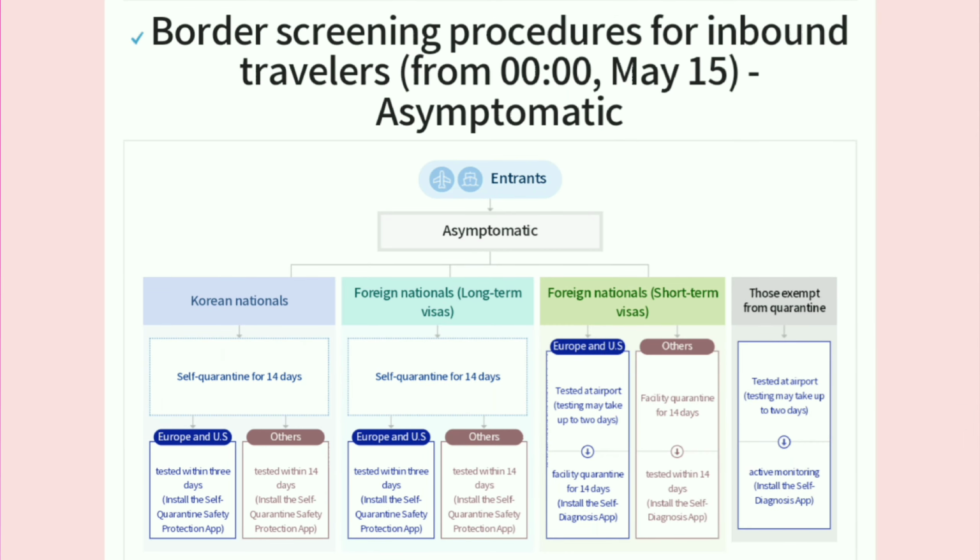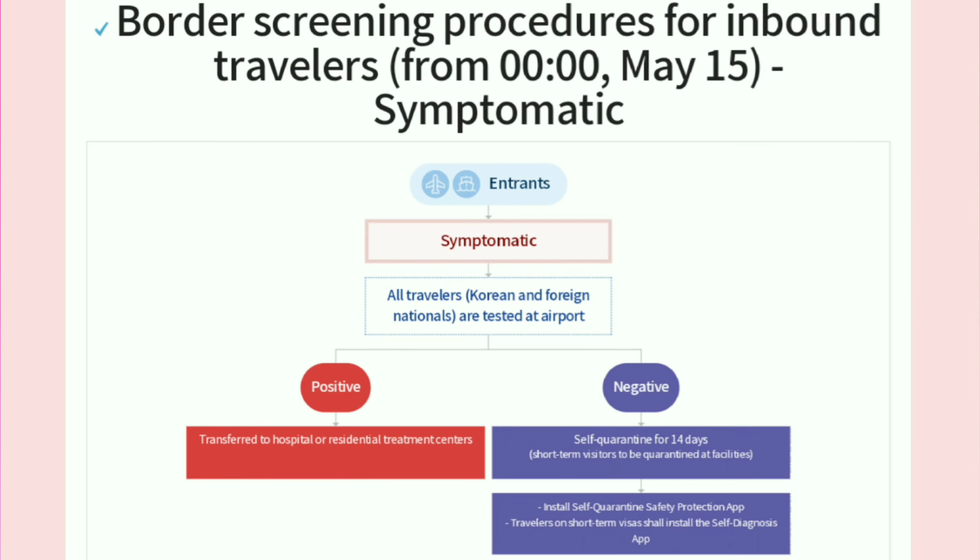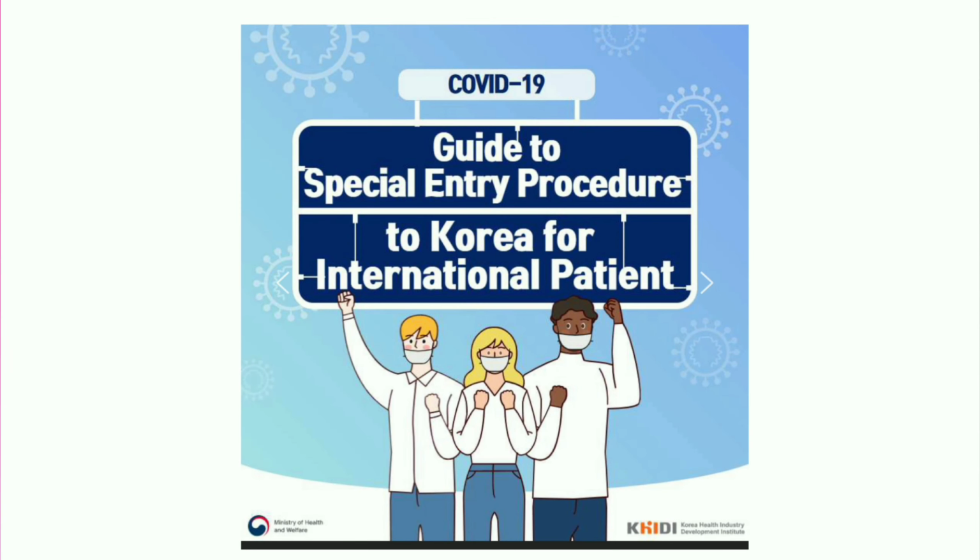Now, those who are on a long term visa like D, E, F categories are eligible to self quarantine at their own accommodation, but those who are on a short term visa like B1, B2, C1, C3 will have to stay at the government's designated facilities. Now, what is the procedure?